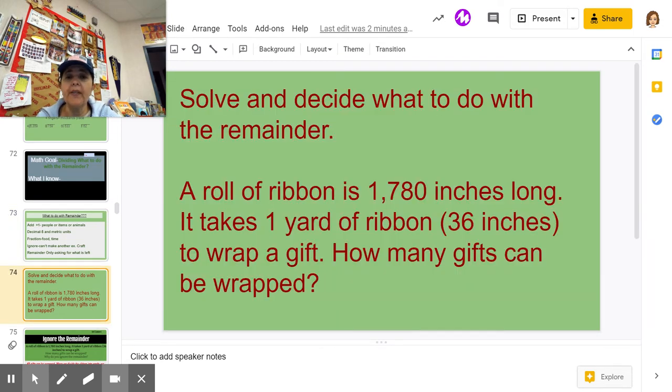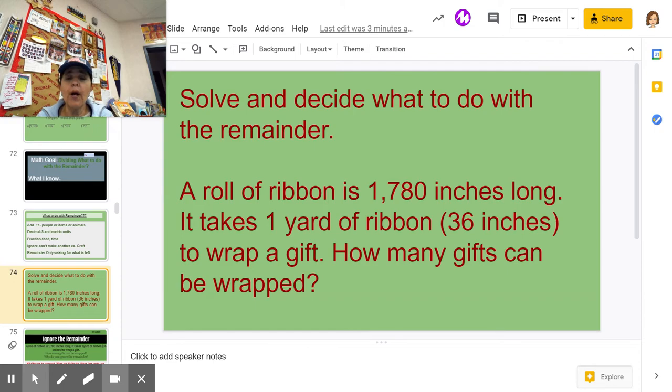So the first one says, solve and decide what to do with the remainder. We're not actually going to solve it here on the video. We will solve them together as a class, but I do want you to see what we do with the remainder. So a roll of ribbon is 1,780 inches long. It takes 1 yard of ribbon, which is 36 inches, to wrap a gift. How many gifts can be wrapped? The point of this lesson is to decide what to do with the remainders. That's what we're going to talk about.